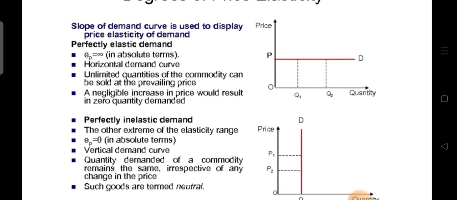The first one is perfectly elastic demand, where E takes the value of infinity. Here, even a minor change, or nothing as good as 0% change in the price, results in a tremendous percentage change in demand. This is known as perfectly elastic demand. In other words, it is a situation in which the demand of a commodity continuously changes without any change in the price, as you can see in the diagram. Even though the price remains the same, the quantity demanded keeps on varying.